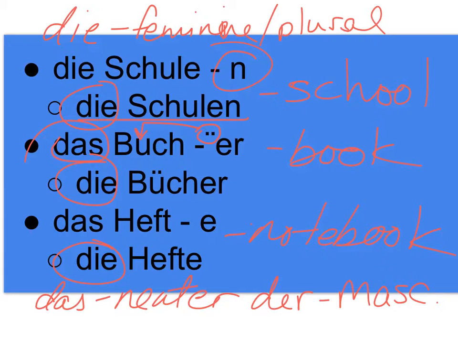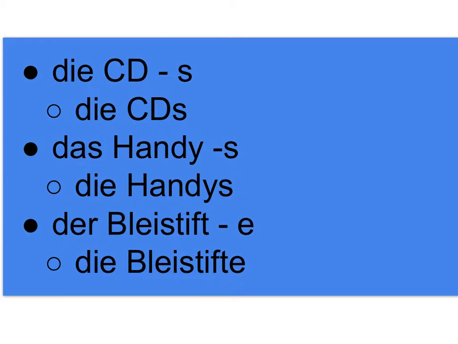All right? Ready? Next one. Try. Die CD. Okay. And what's that mean? CD. Yeah. There is no apostrophe in English or in German when you make that plural. The CD does not own anything. Okay? It's not possessive, so just put the S down. So the plural is just die CDs.